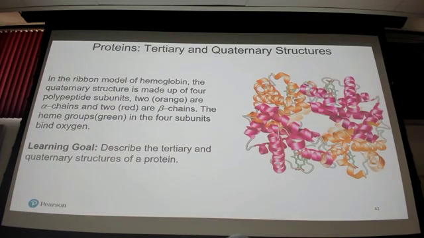So there are 2 other structure types. We talked about primary and secondary. There are also quaternary and tertiary. There are several different types of interactions that we're going to discuss in tertiary structures. But in the quaternary structure, the general definition is that it consists of 2 or more polypeptide chains.